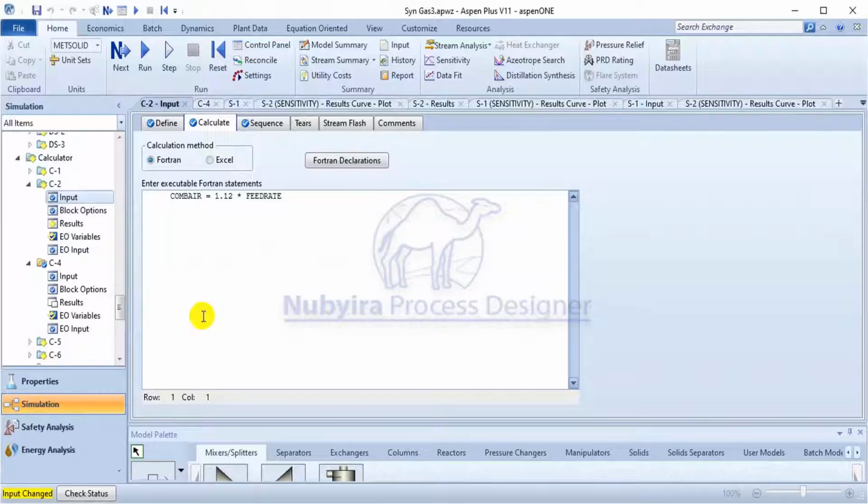I'm going to check it here just to get some idea of how to calculate your sensitivity analysis indirectly with Aspen Plus.